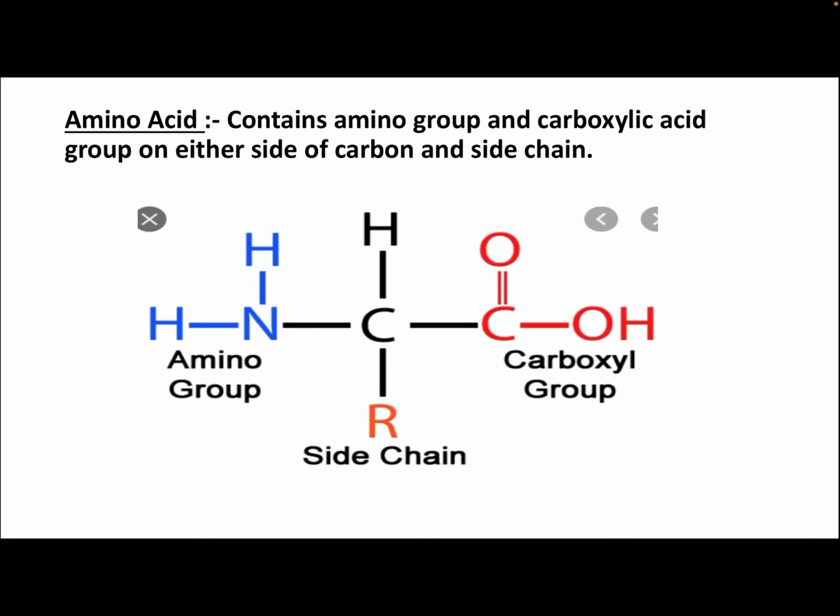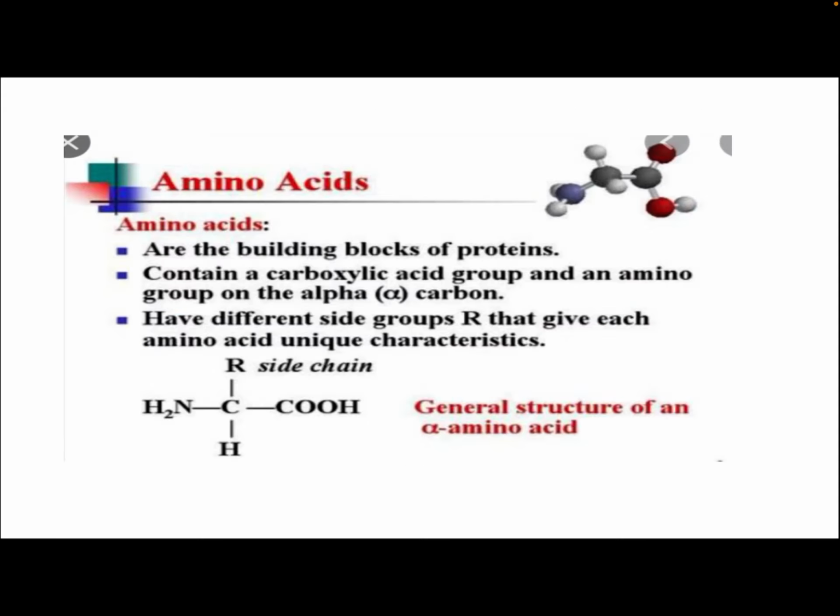Amino acid. An amino acid contains an amino group and a carboxylic group on either side of a carbon, and a side chain. So, what is an amino acid? The compound having an amino group on one side of the carbon and a carboxyl group on the other side is known as an amino acid.